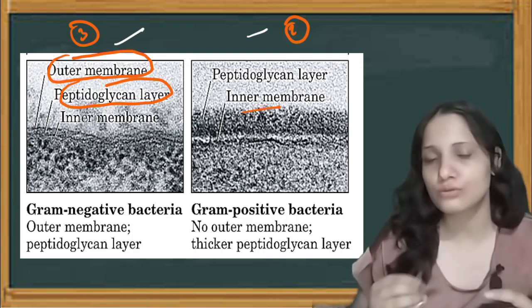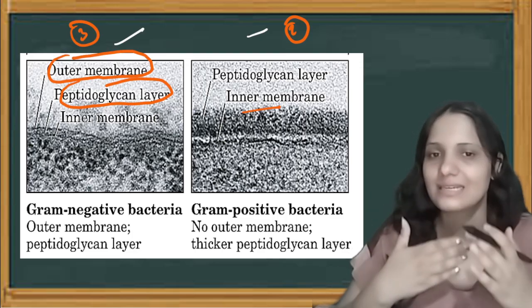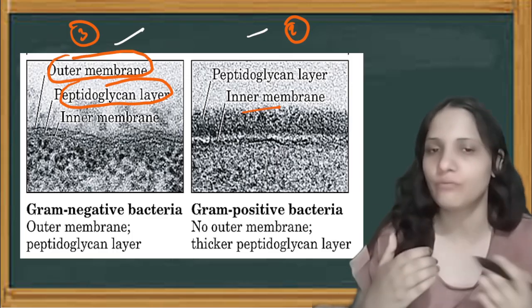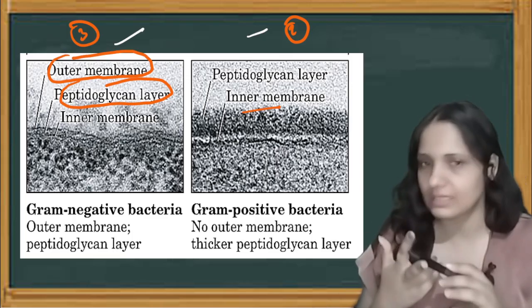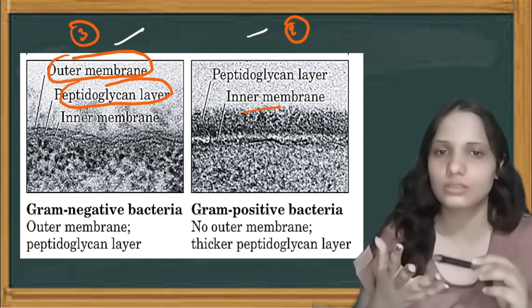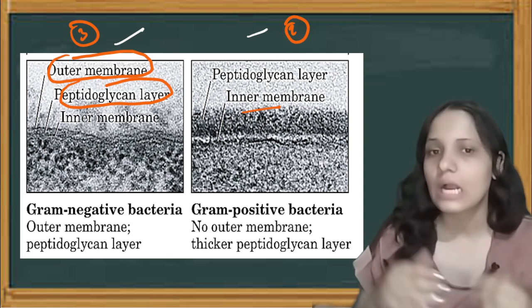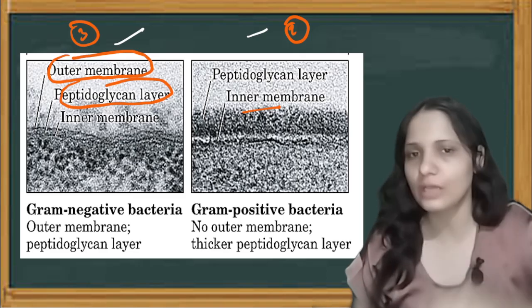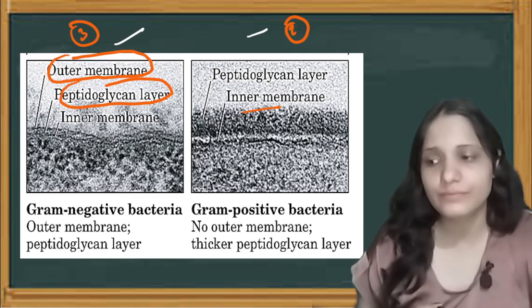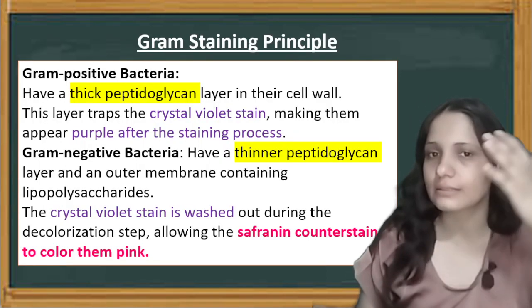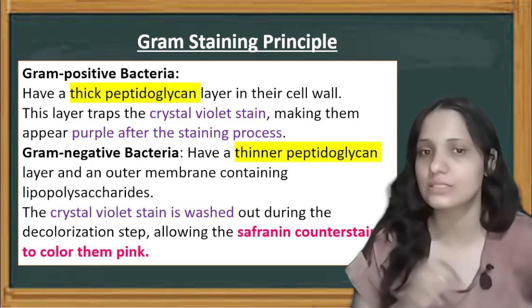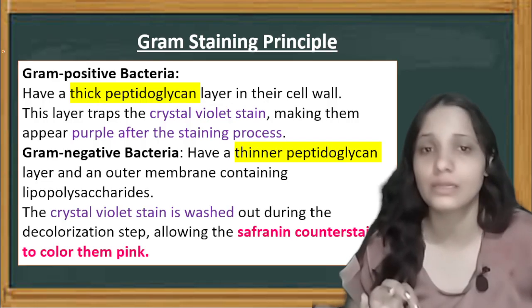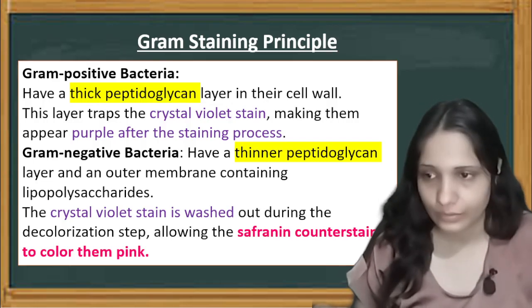Then you have understood the basic materials and dyes we need for gram staining: primary stain, fixative, decolorizing agent, and what else? Counter stain. So this much you know. Now it will be much easier for you to understand the principle of gram staining. Believe me, this is very simple.